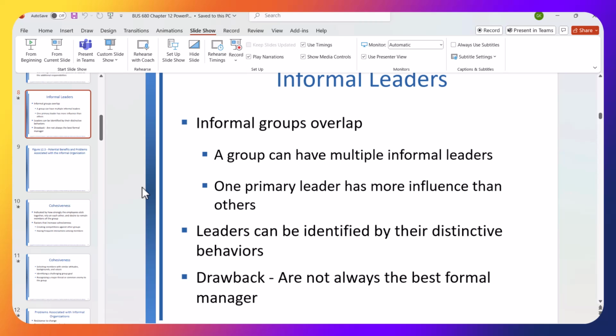So informal groups overlap. A group can have multiple informal leaders. One primary leader has more influence than others. Leaders can be identified by distinctive behaviors. A drawback is they are not always the best formal manager. Depending upon what type of group it is and how big it is, you could have multiple leaders in there. There is usually one alpha though, somewhere, and people play their certain roles with different behaviors. And sometimes the problem with some of these informal leaders is they don't make the best formal manager, for various issues.